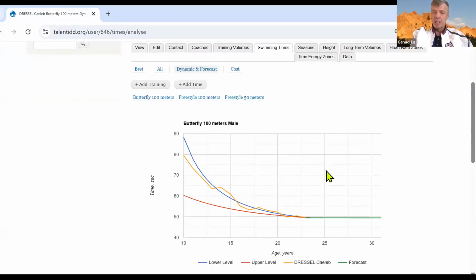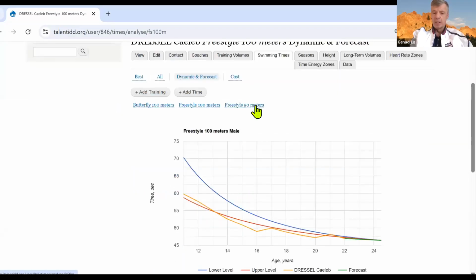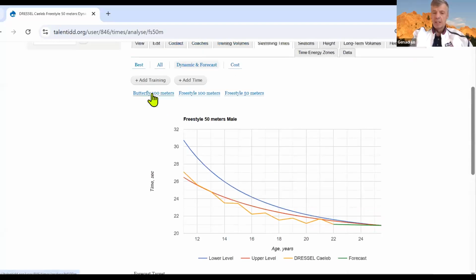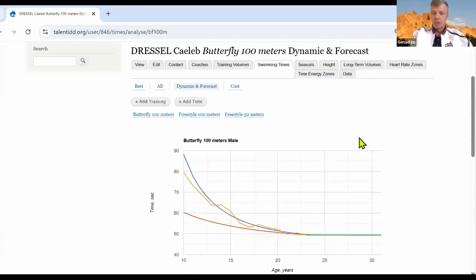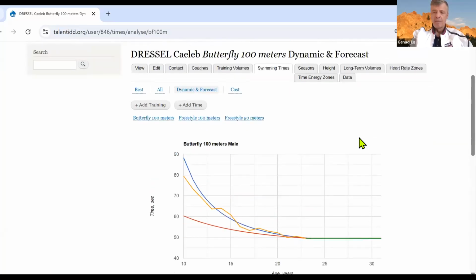So this is his 100 butterfly, and you can enter whatever you want. 100 freestyle, 50 freestyle as well. His times you can enter over here. Look how your athletes are progressing. Let's look at 100 butterfly, which Dressel holds the world record at 49.9 in 100 butterfly now.